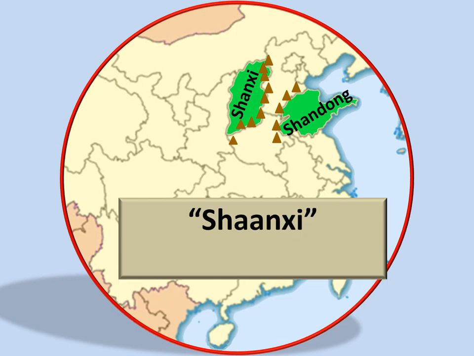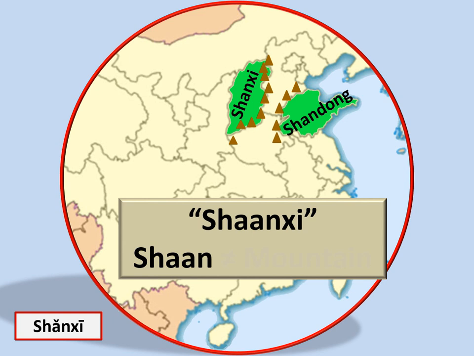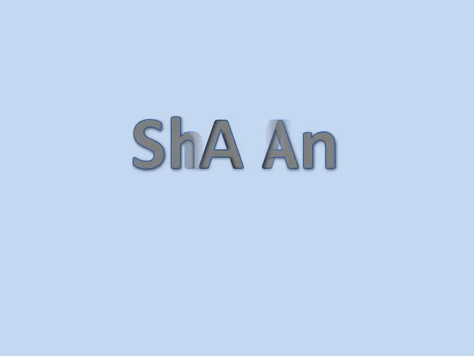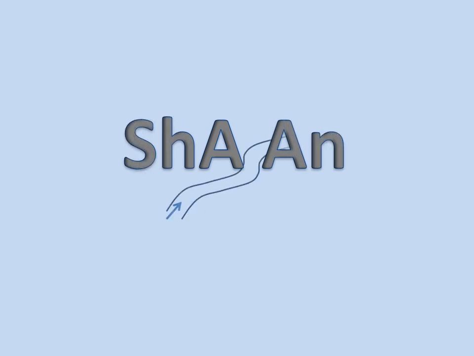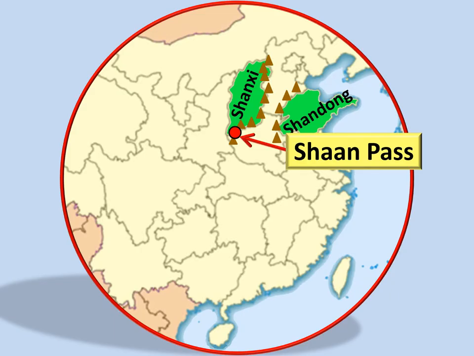Nearby is a province called Shanxi. Although Shan sounds much like the word for mountain, it is not. Imagine those two letter A's as two mountains with a road, path, or river running between the peaks. We are describing a mountain pass. The name Shan is given to a mountain pass located at the red dot in the image.